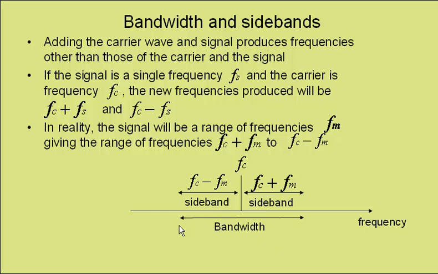It's important that a radio station transmitting on this carrier frequency here doesn't interfere with another radio station. So the other radio station would have its carrier wave some way down here, ensuring its sideband does not interfere with this sideband.